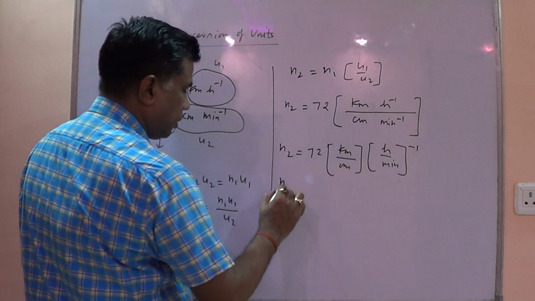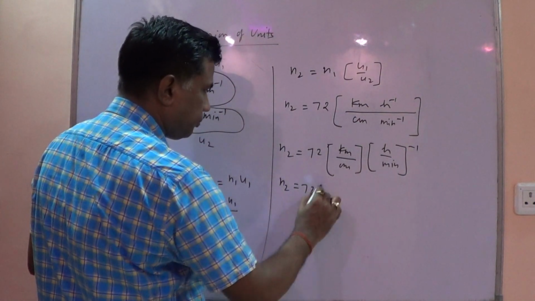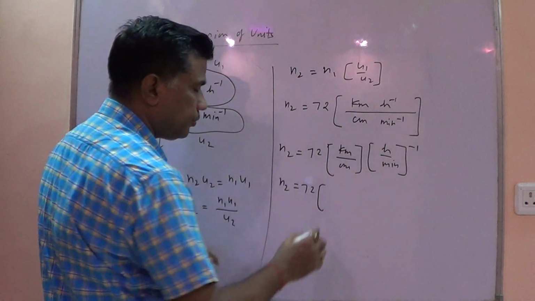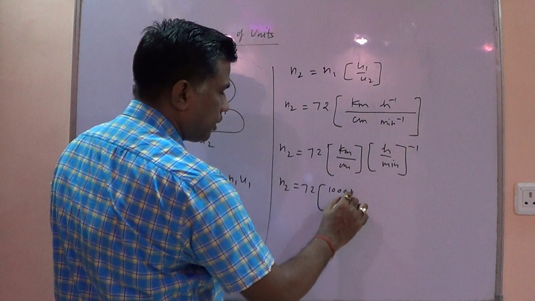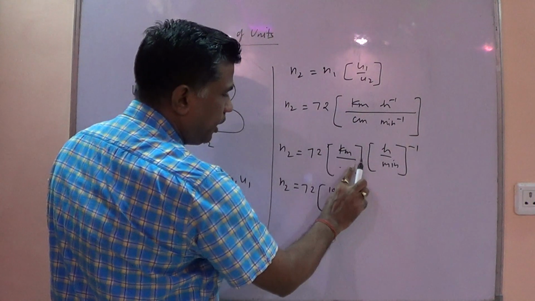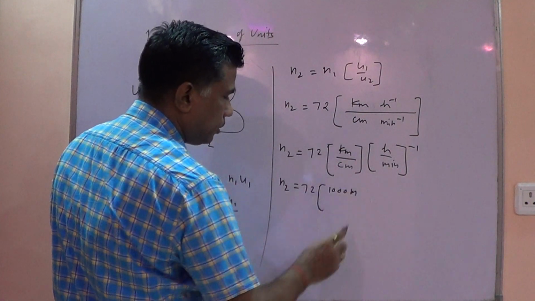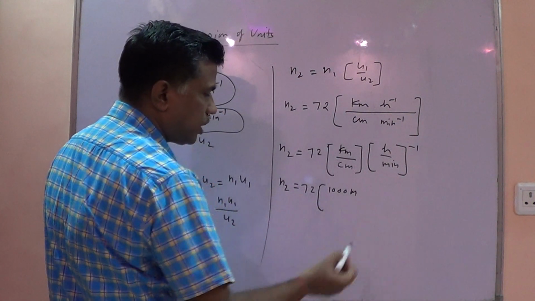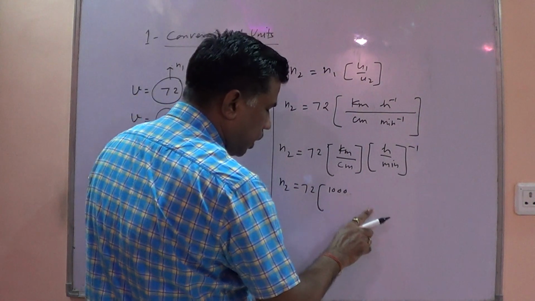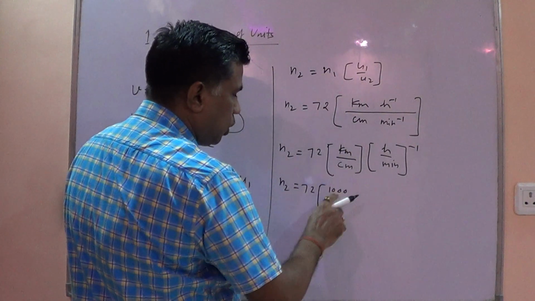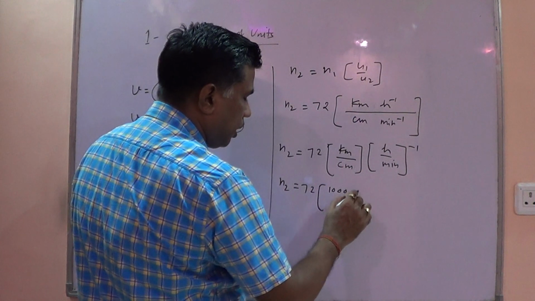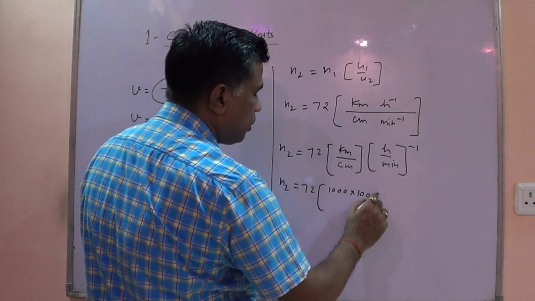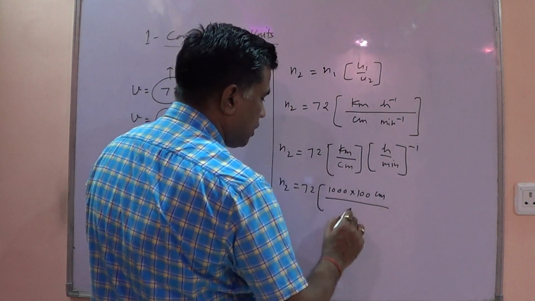Now, n2 is equal to 72. In 1 kilometer, there are 1000 meter. So I can write 1000 meter. But in the denominator, the unit is centimeter. So I should convert this meter into centimeter. So I can write 1 kilometer equal to 1000 meter into, if we multiply by 100, this kilometer is converted into centimeter by centimeter.